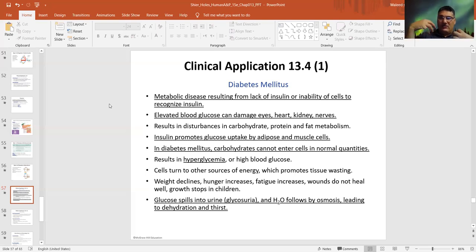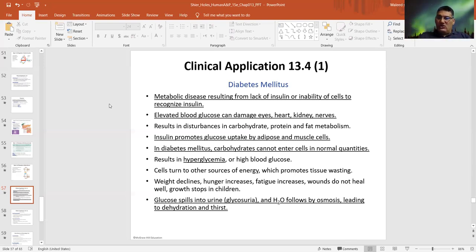So I need to get rid of that extra glucose. I will get rid of it in the urine, and we call that glucosuria. So remember, hyperglycemia, glucosuria. What else? When you push that glucose into the urine, by osmosis, the water will follow the glucose. Osmotic. So you're making more urine now.